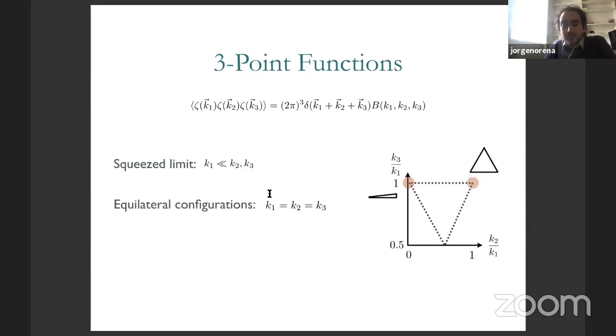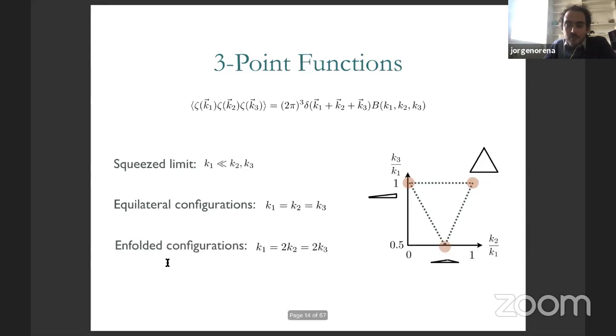Another configuration that people talk about is the equilateral configuration, where the three momenta are equal. So the triangle is equilateral. And also, some people talk about folded configurations, which look like a flattened triangle.